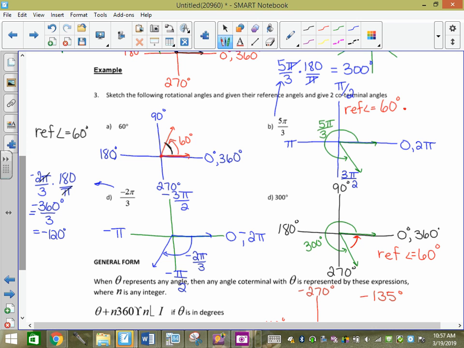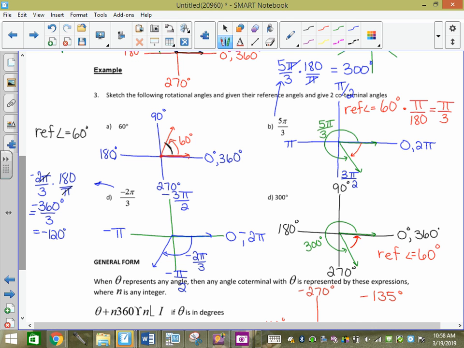Degrees to radians, pi on top, Dr. Potts. So when you reduce it, it's pi over 3. 60 is pi over 3, 30 is pi over 6. You'll memorize those as well. 45 is pi over 4. Right? So your reference angle is pi over 3.